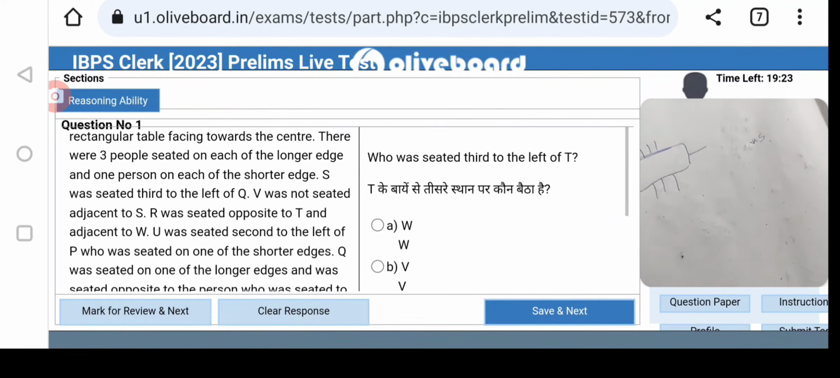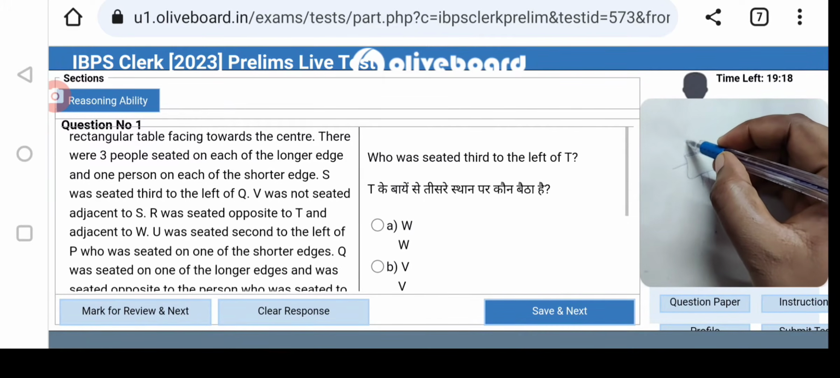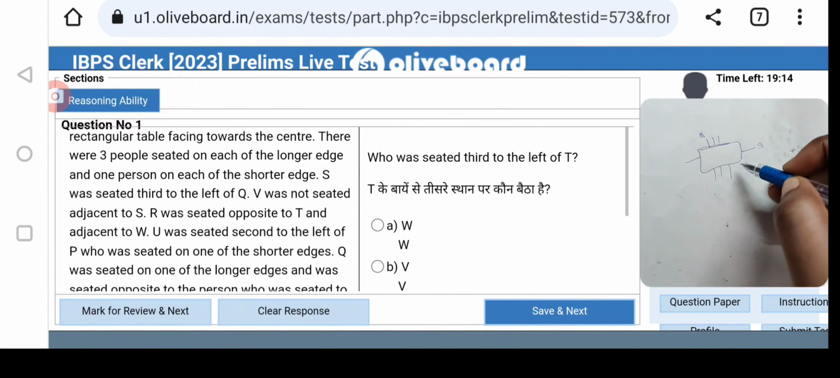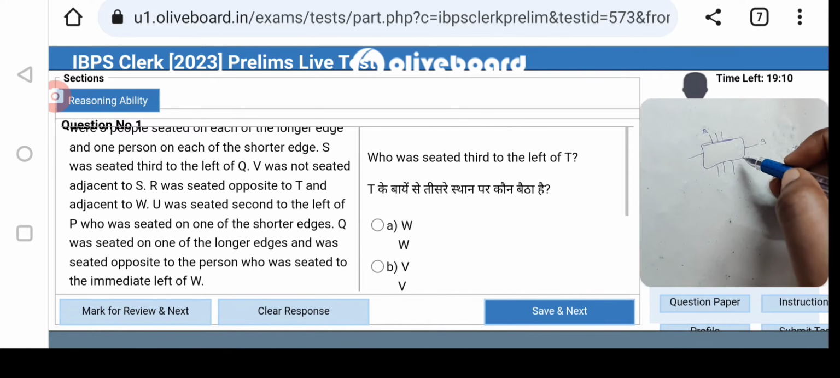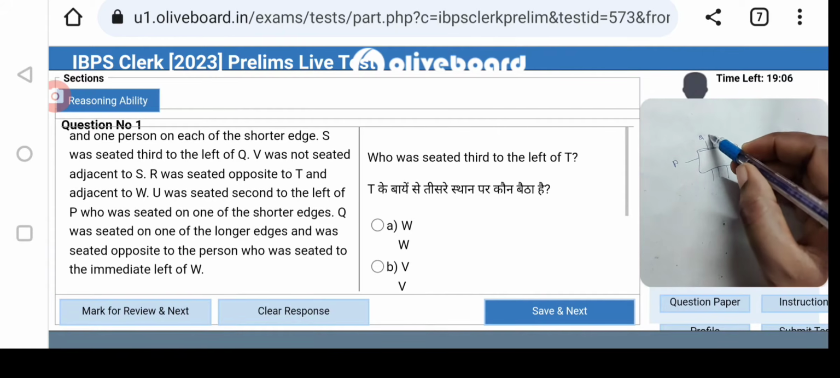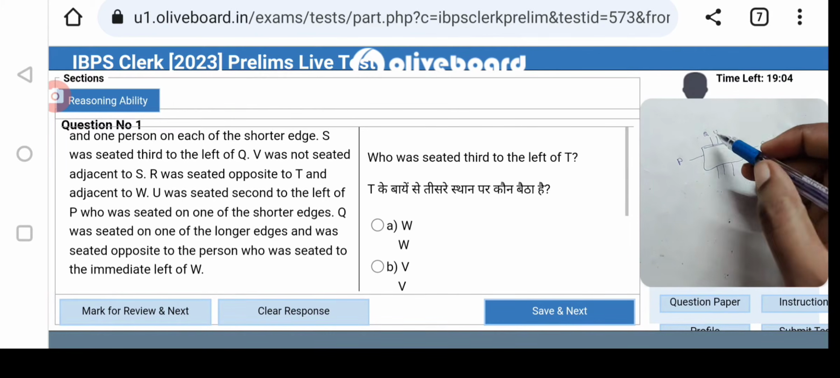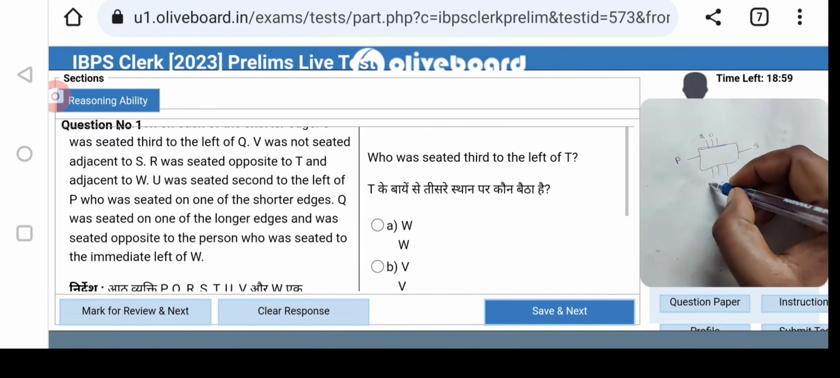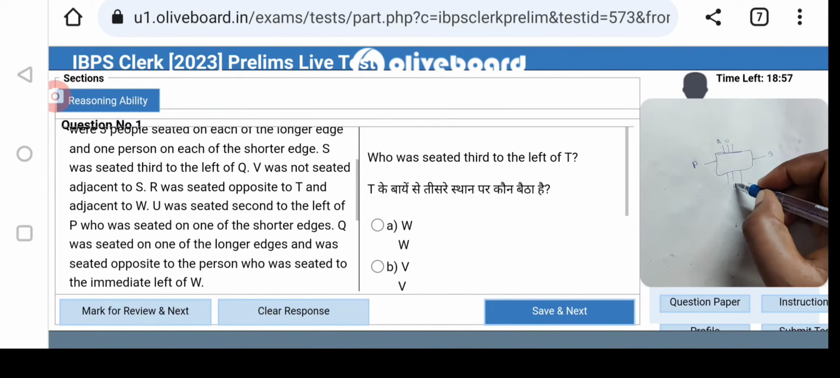Next, so I think this is Q. S is to the left of Q and V is second to the left of P. P is shorter side. V is second to the left of P. Q is one of the longer side and was seated opposite to the one who is immediate left of W.